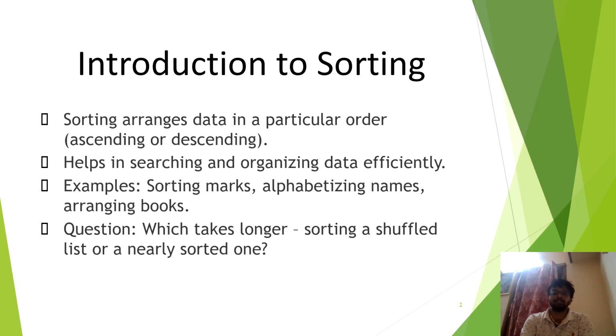Introduction to sorting. Sorting arranges data in a particular order. As I said before, either it is ascending or descending. It helps in searching and organizing the data efficiently. So what the second point says is, if you are taking 6 numbers, sorting generally helps in searching the element. If the data is in ascending order, we can easily search, right? And we can also arrange the numbers in an organized way.